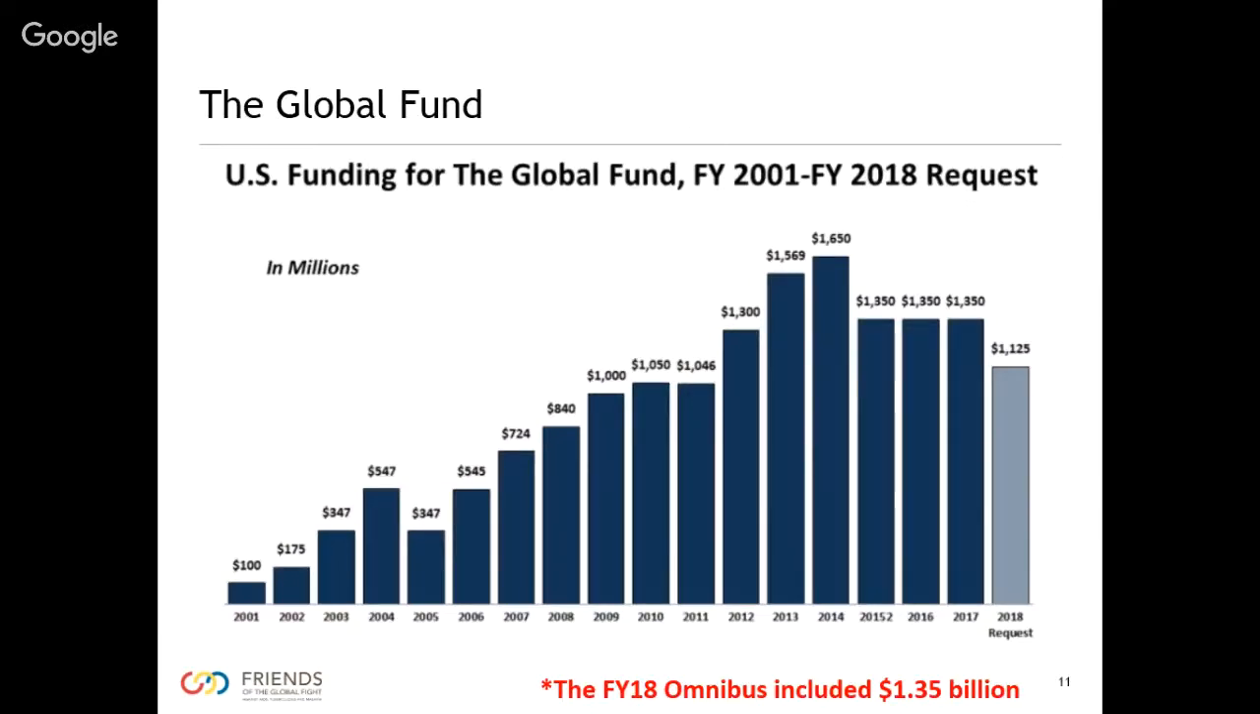So this is a chart showing the U.S. funding for the Global Fund from FY 2001 to FY 2018. A little bit more about the Global Fund is that it's a 21st century private-public partnership designed to accelerate the end of AIDS, tuberculosis, and malaria as epidemics. It's a financing institution and it provides support to countries in the response to the three diseases. It does not implement programs on the ground.